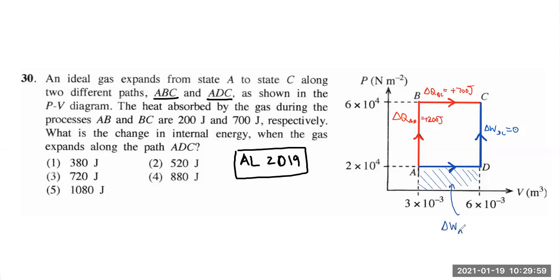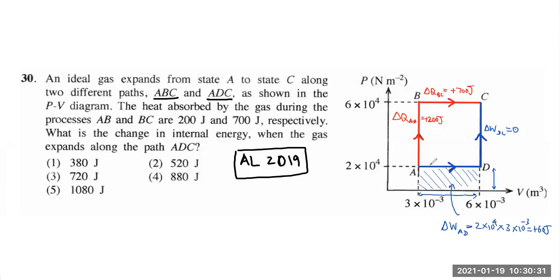Delta W AD will be equal to this area. And what is that area? That area is going to be 2 into 10 to the power 4 multiplied by this gap, which is 3 into 10 to the power minus 3. We need to use this gap and this height. So the answer is 60, is it? Plus 60 joules, because the area is increasing. So it's plus 60 joules. Okay, that is delta W AD.